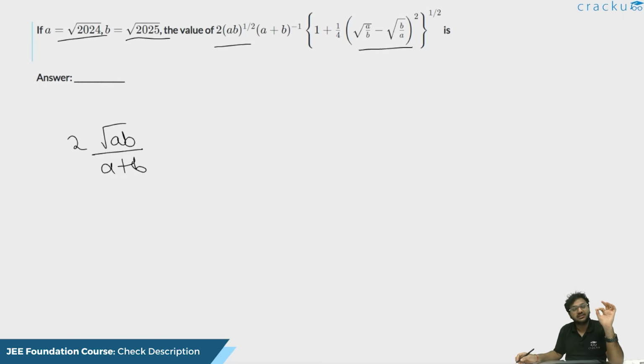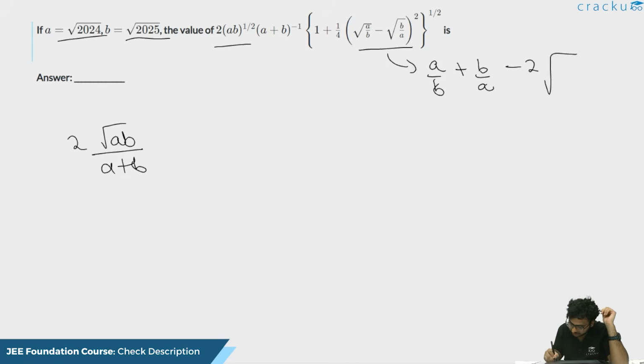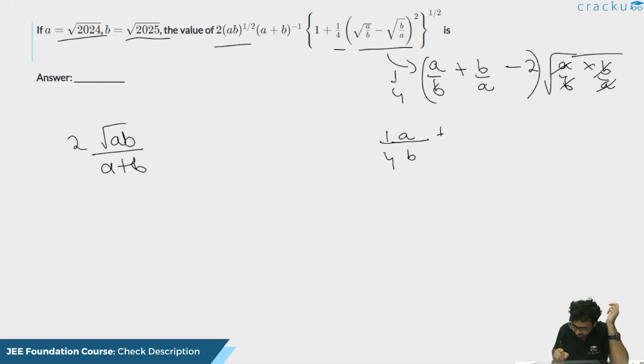So first of all, let us open the innermost bracket. So this will become what? A square plus B square minus 2AB. So A by B minus B by A, plus B by A minus 2 times under root A by B into B by A. So B gets cancelled out, A gets cancelled out. So minus 2, okay, under root 1 is 1. Now this is multiplied by what? 1 by 4. So this becomes what? 1 by 4 A by B plus B by 4A minus 2 by 4.